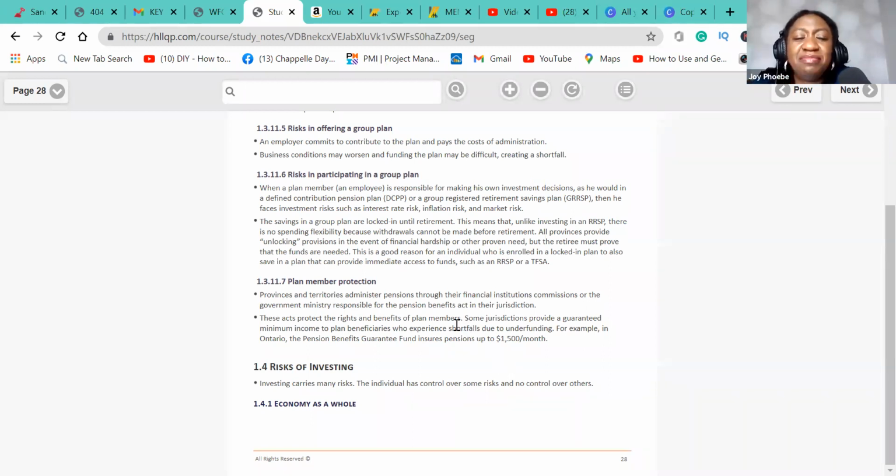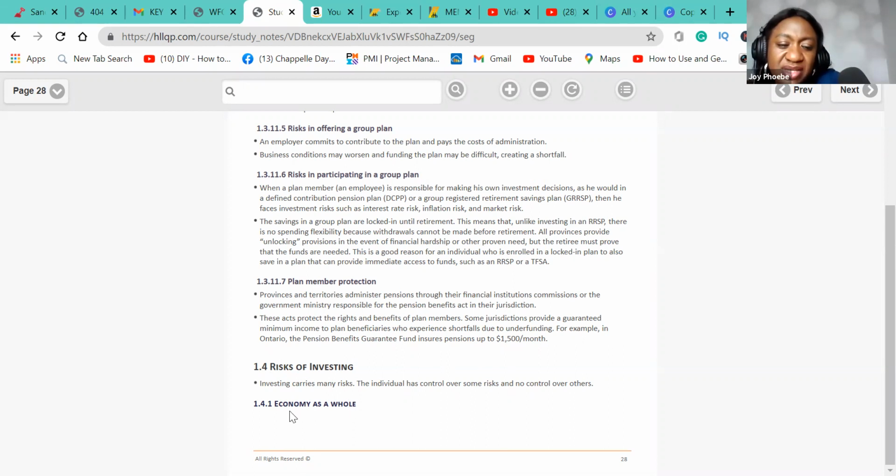And what are the plan members' protections? Well, provinces and territories administer pensions through their financial institutions commissions or the government authority responsible for that pension and the benefits. The acts protect the rights and benefits of the plan, and some jurisdictions provide guarantees. But in some jurisdictions, there is no provision of any guarantees.